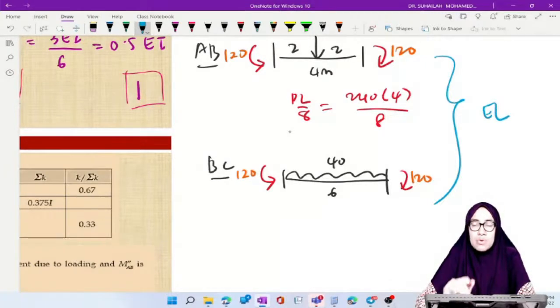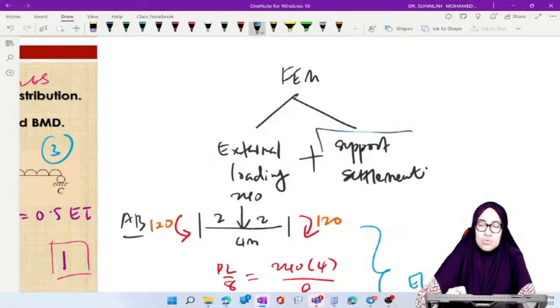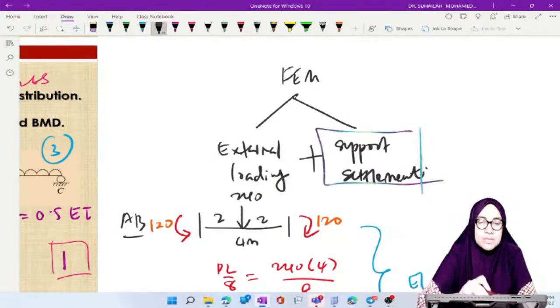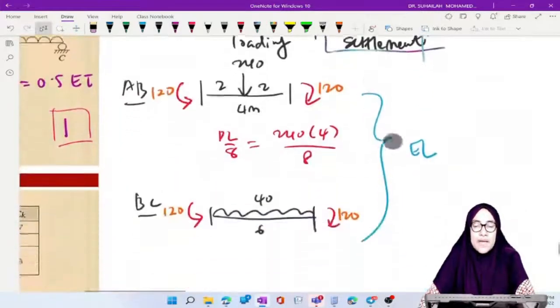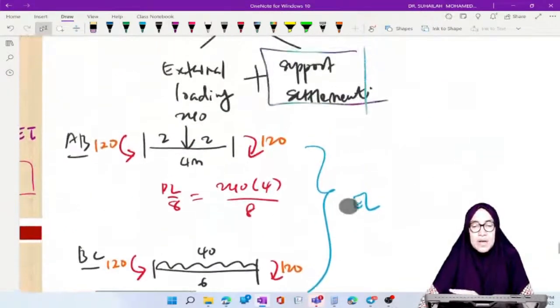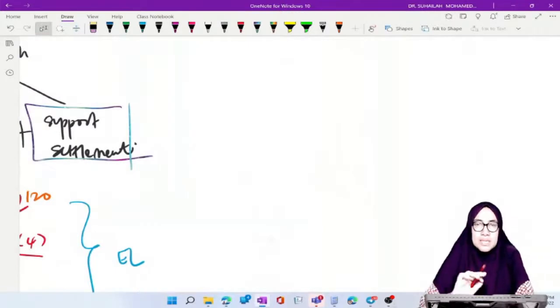Now we want to move to number 2. This is due to support settlement. So how are we going to do this? We have to start by drawing the free body diagram. Let's look together at the diagram.